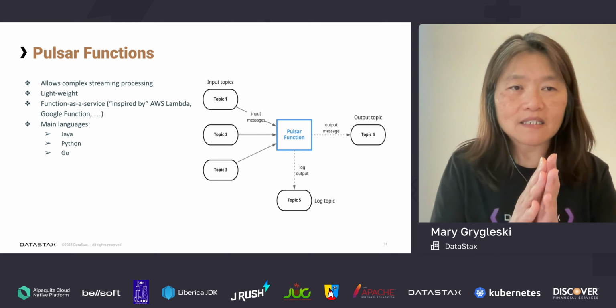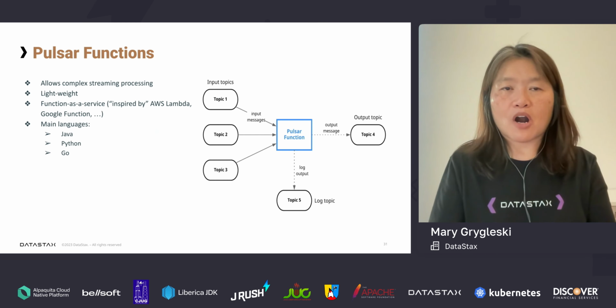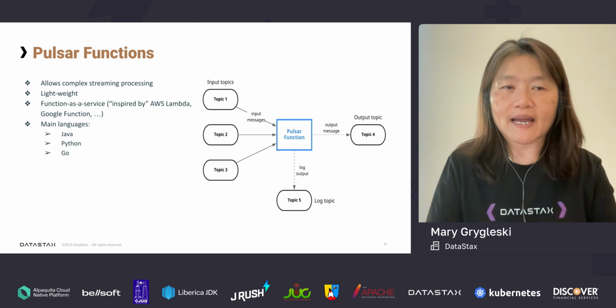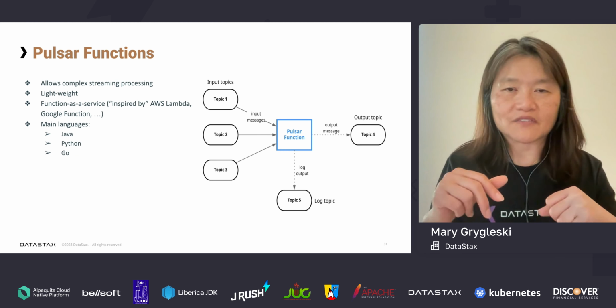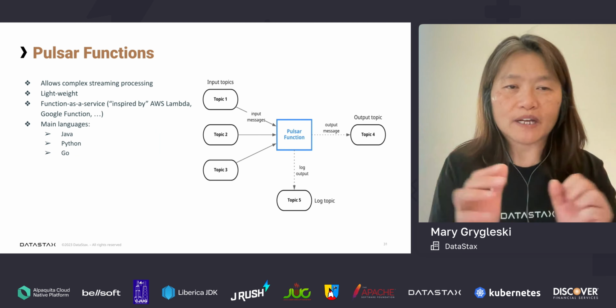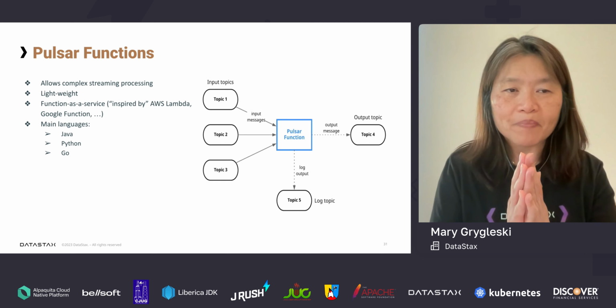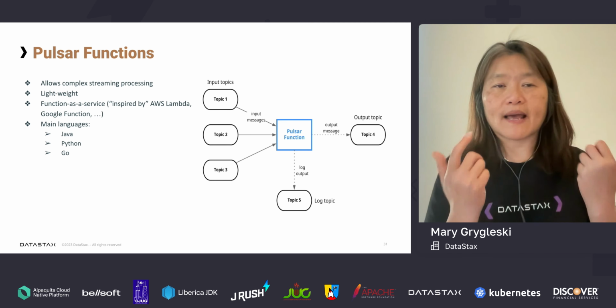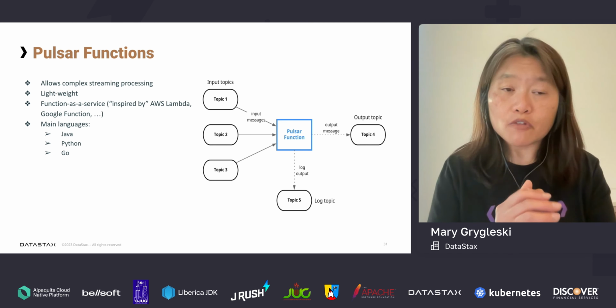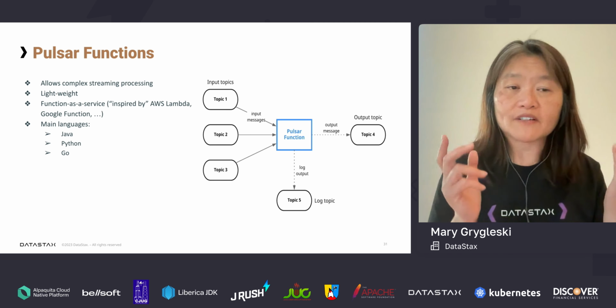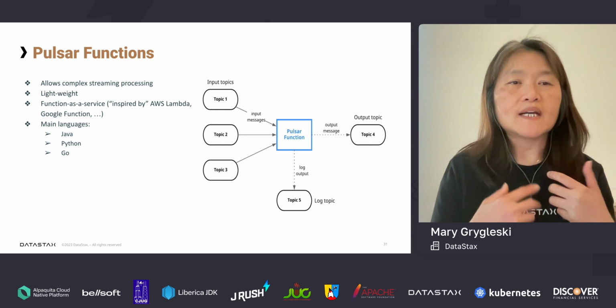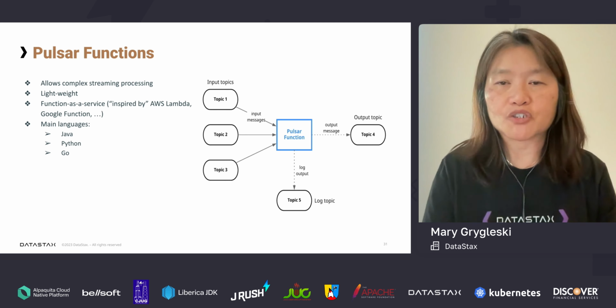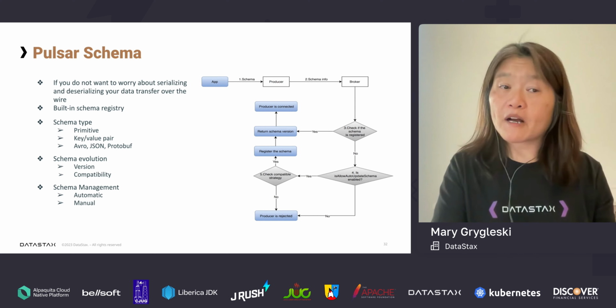Pulsar functions allow for complex stream processing in a very lightweight manner, very green. Just think of sustainability-type coding, using less memory too. It's inspired by AWS Lambda and Google Functions, that type. But currently it supports only Java, Python, and Go, though there are efforts to develop support in other languages as well. And then there's also Pulsar schema.